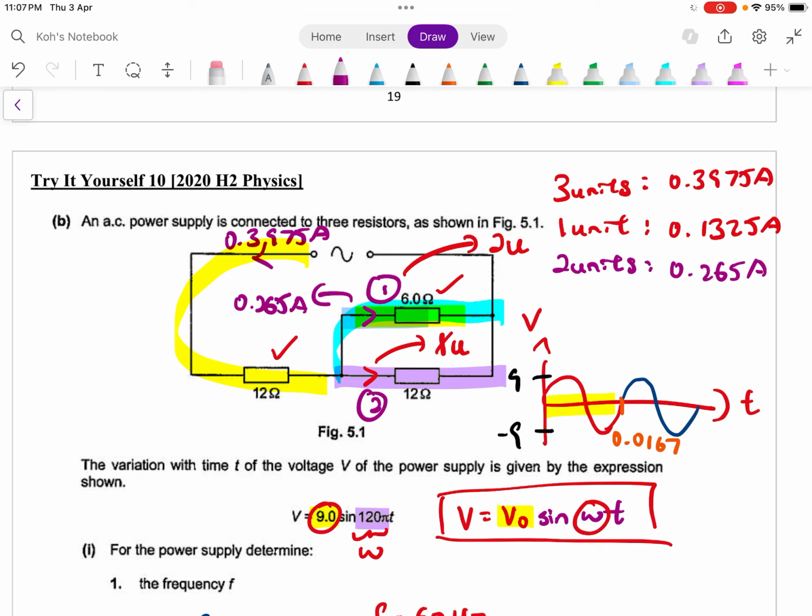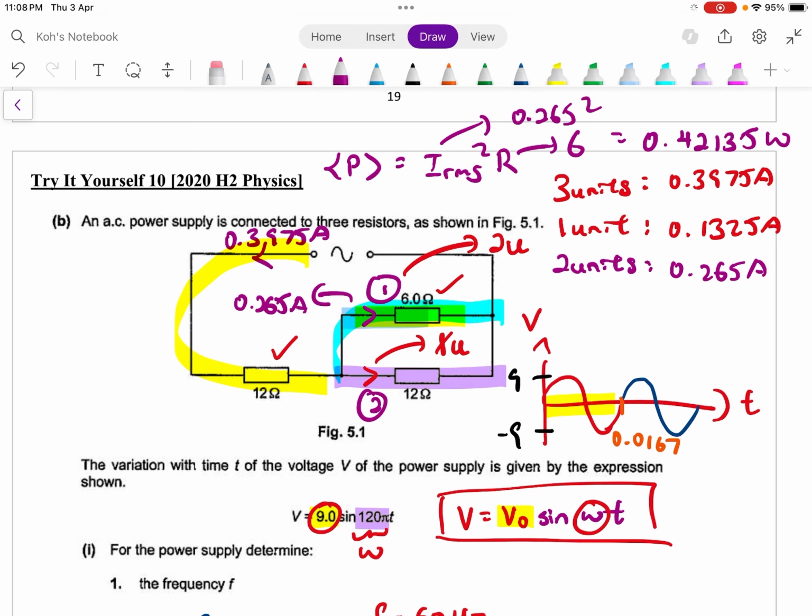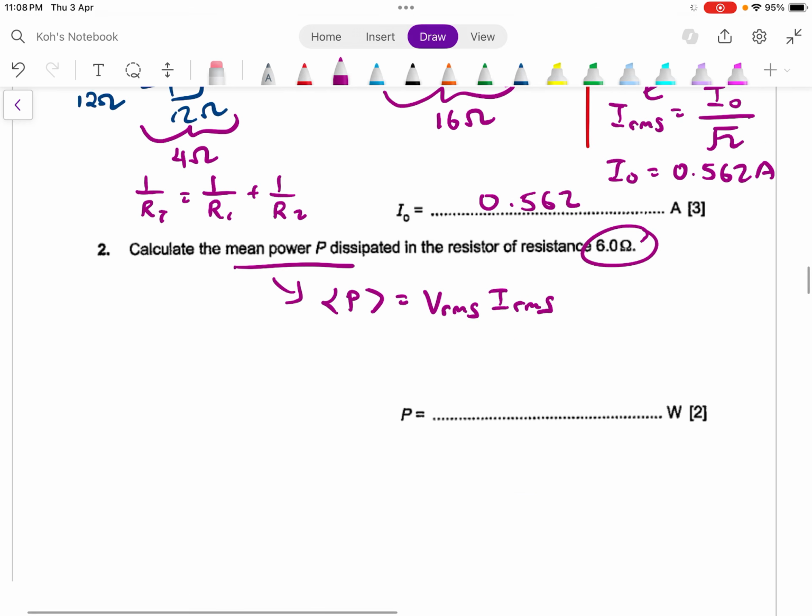So in turn, of course, what is the average power? Average power is given to be as IRMS squared multiplied by R. So you just sub in. For example, this is 6, and this is I squared. So you just square 0.265. So this will give you 0.265 squared times 6. So the mean power is about 0.42135, which is as good as saying 0.421 watts. So that is how we actually do the last part, 0.421 watts. So that is how we do this question.